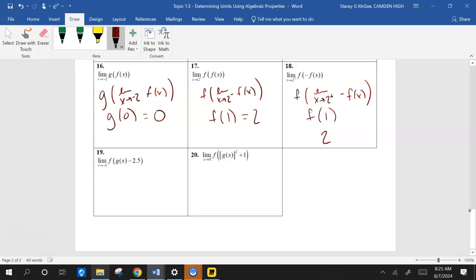Oh boy, this one. So I'm gonna split this one up. This is a composite function again. So I'm gonna do f of the limit as x approaches negative 1. This is probably the hardest one on here.